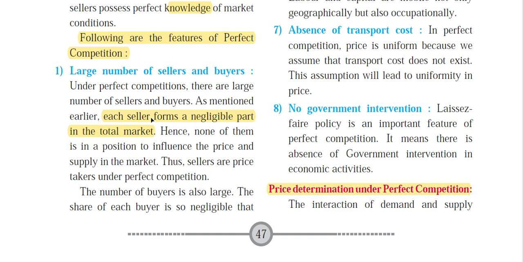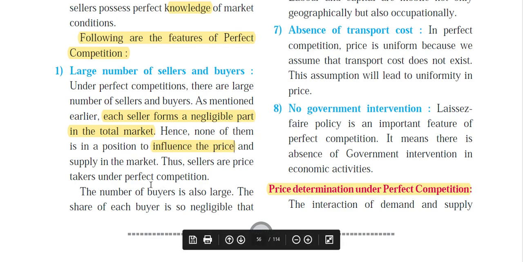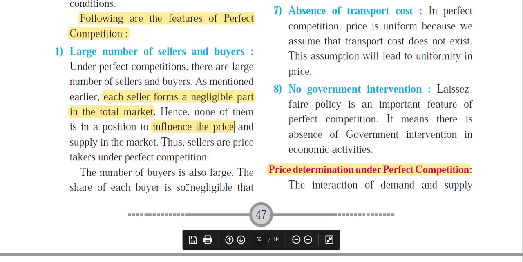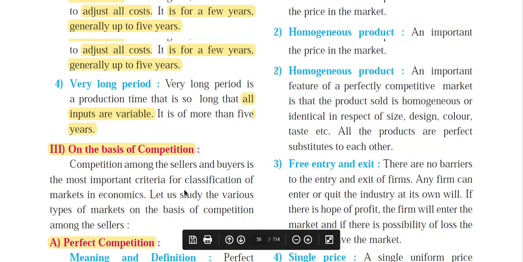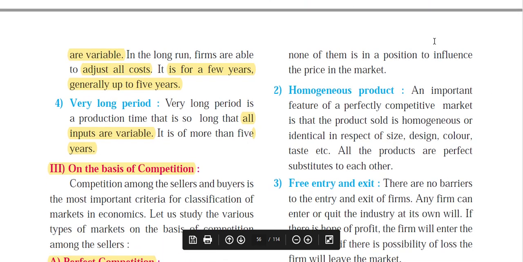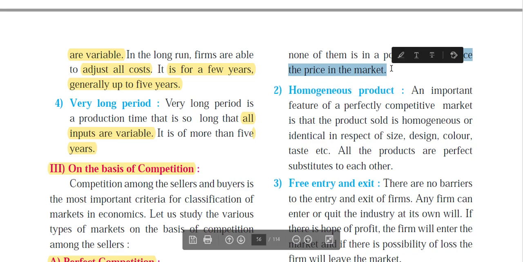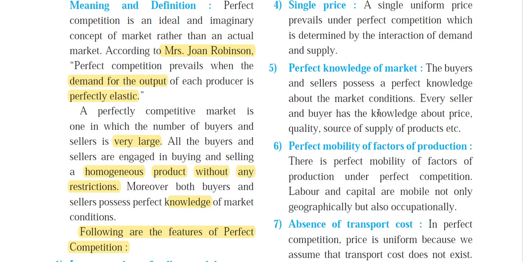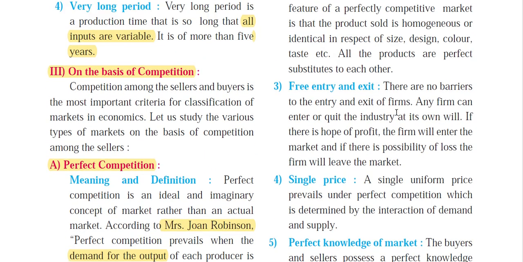So over here, each seller forms a negligible part of the total market, and so does each buyer. If you are a seller, you can't influence the price. And if you are a buyer, you can't influence the price either. Over here they use the same words, influence the price in the market. So there are two, buyers and sellers. Neither can influence the price in the market, because each forms a negligible part of the total market, because there are a large number of buyers and sellers.